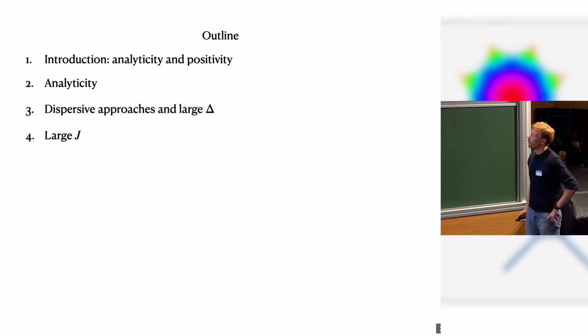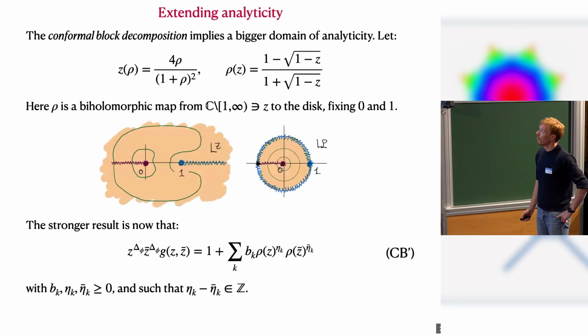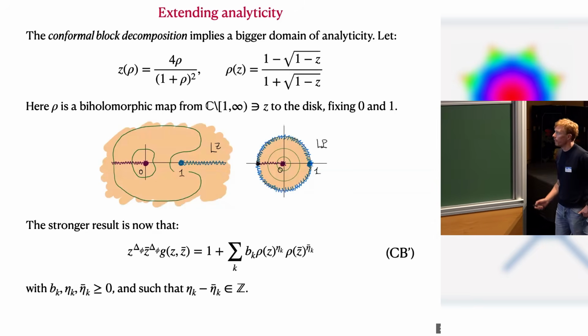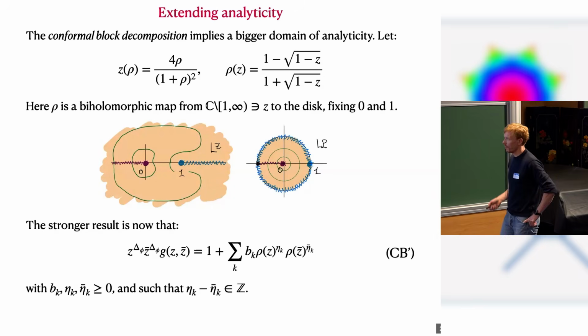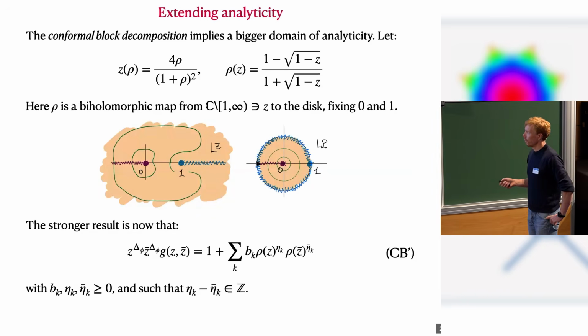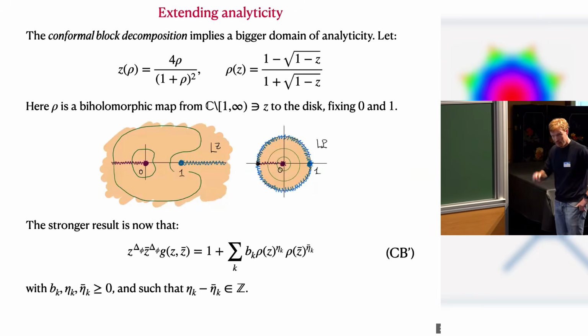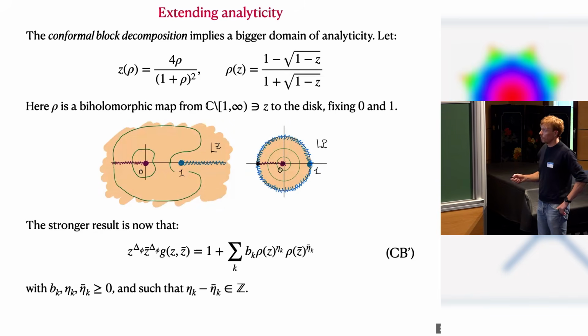Okay, so this was my outline, so let's just talk a little bit about analyticity. So now I have a better statement, which is CB prime, which is 1 prime less, so it's strictly stronger statement, which is also a consequence of the conformal block decomposition that I'll write on the next slide. But I just wanted to introduce this decomposition.